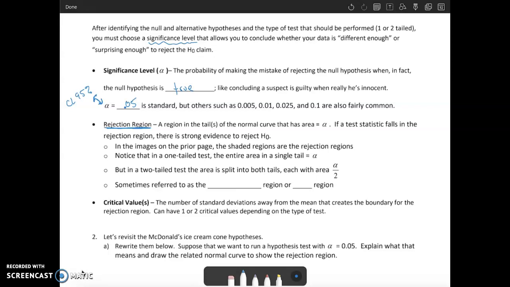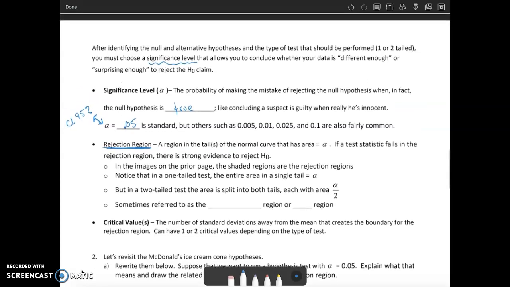Did our experiment bring us back a result that is so far away from what we expected? It's so far out in the tails, either to the right or left, that we say this is so surprising that I'm now going to change my mind, and say that there's evidence to reject this null and go with the alternate instead. In the images on the prior page, the shaded regions are the rejection regions.